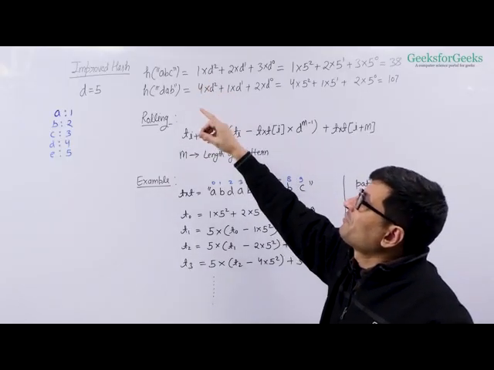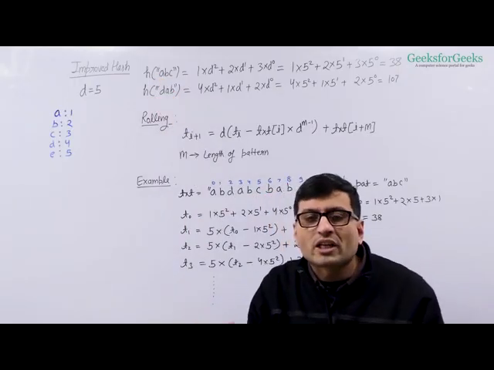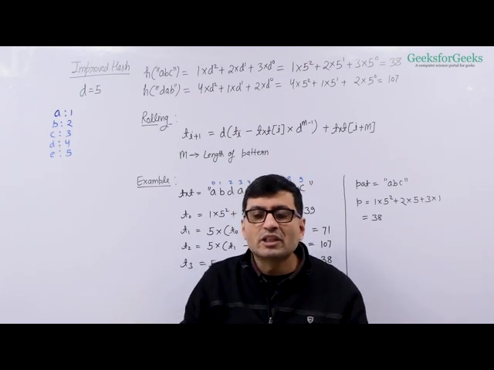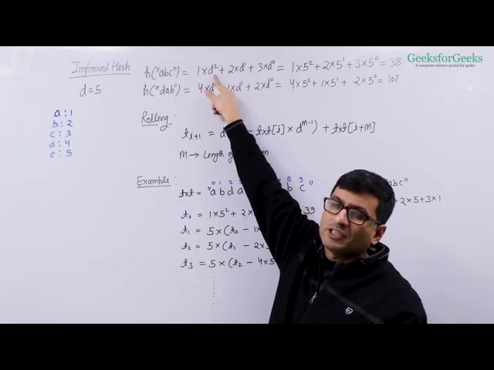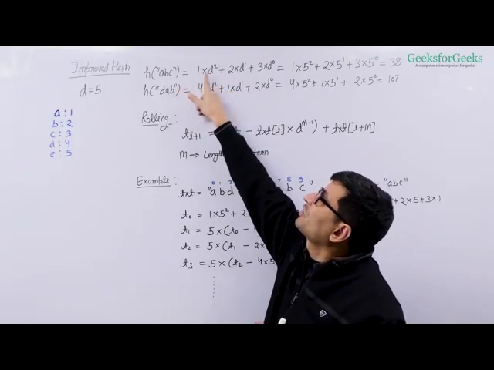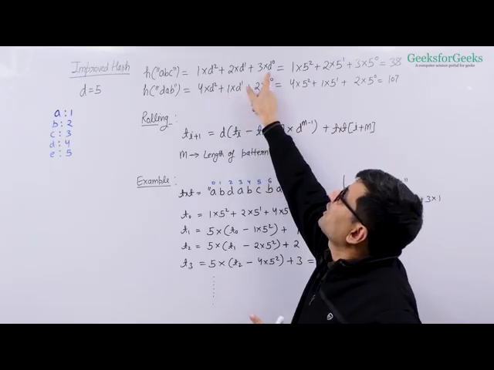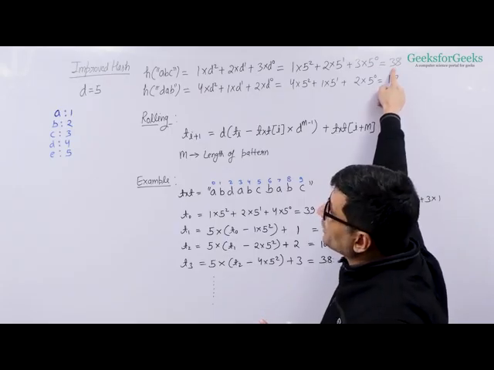We multiply the first character with D square. Please note that there are 3 characters in the pattern, so I'm considering a window of size 3. The first character is multiplied by D raised to the length of the pattern minus 1. Here the length is 3, so we multiply it with D square. Then we multiply with D raised to the power 1, then D raised to the power 0. That's how we get this hash value for this particular string.